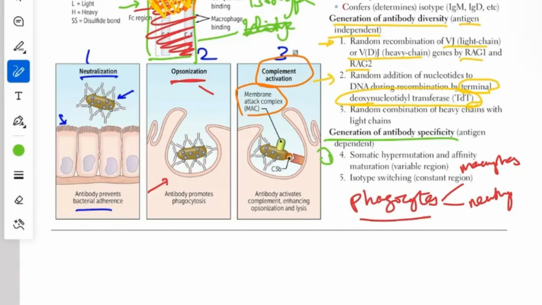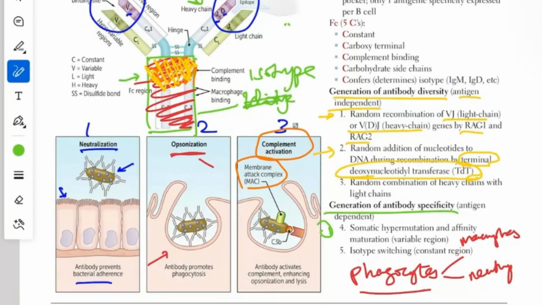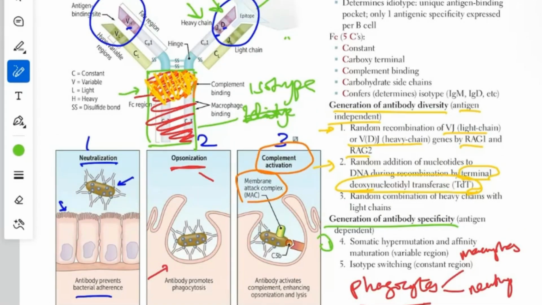We mean that the B cell will again begin to recombine these VDJ segments in both the heavy and the light chain. And why is it doing that? It's doing that to fine tune, to improve the specificity of the Fab region for the antigen. So that's what it's doing, and that's what leads to the affinity maturation. Like I said, it's happening in the variable region. Okay, so that's what's happening there.